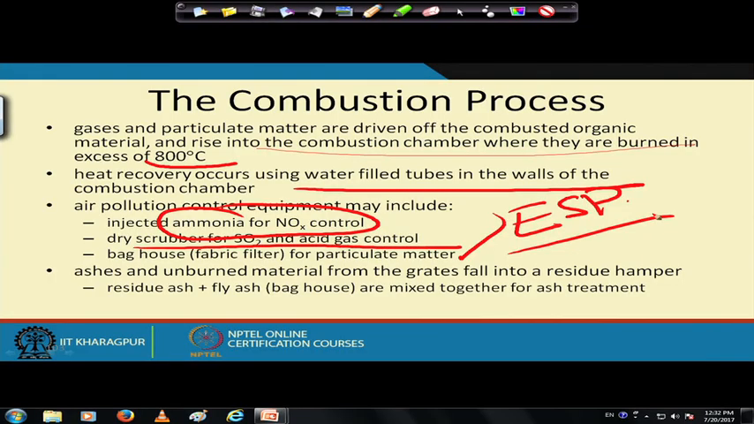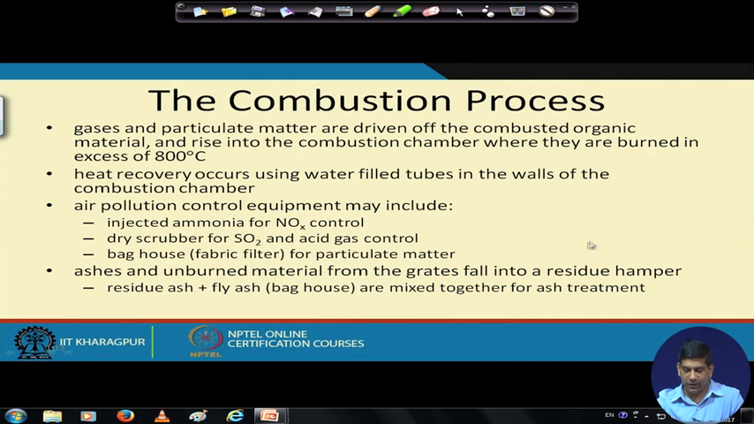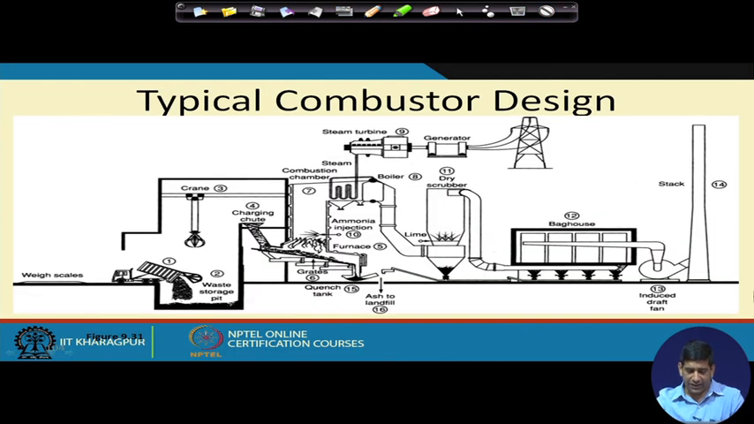And then you will have some ash and unburned material. They will come from the grate and finally dump into the residue hopper. So these are mixed together for the ash treatment. So that ash could be dumped in a landfill or could be recovered, things could be recovered, as I was trying to explain earlier. So that's the typical design.